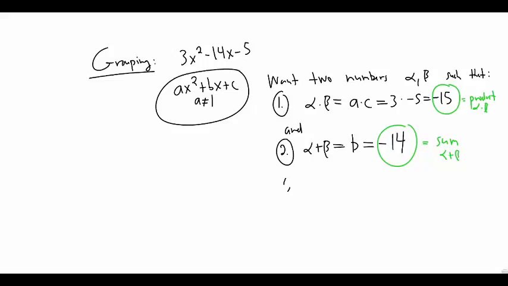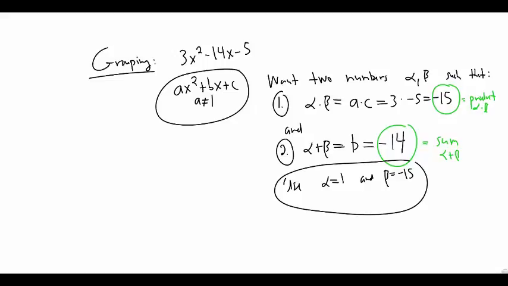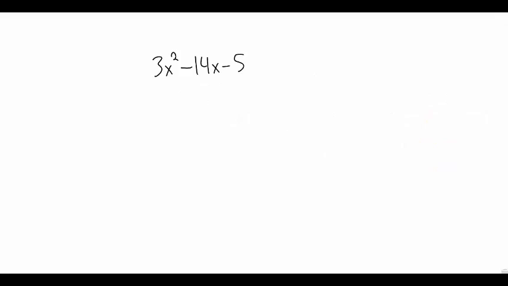It turns out that there is a pair: 1 and minus 15. The product and sum are what we need them to be. Now, how do we use these two numbers? So here's our trinomial, the one we're trying to factor. Let me circle this middle term. What we just found was that our two numbers, 1 and minus 15, add up to this middle coefficient, minus 14.